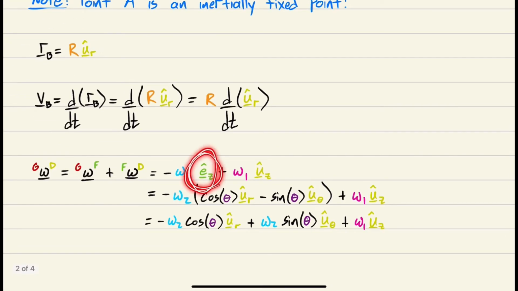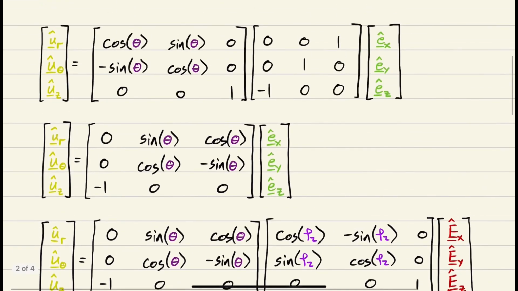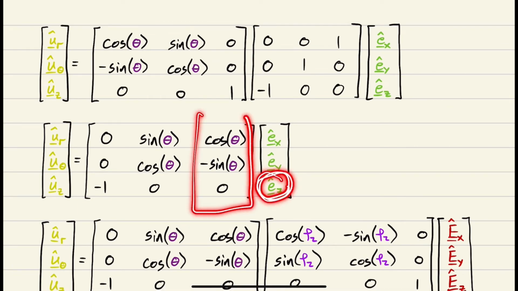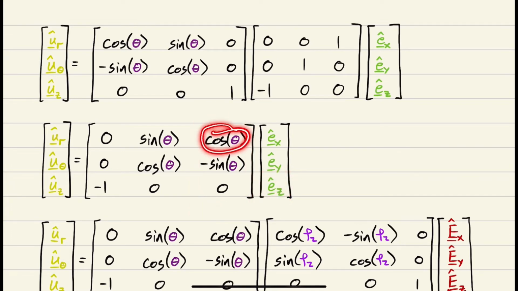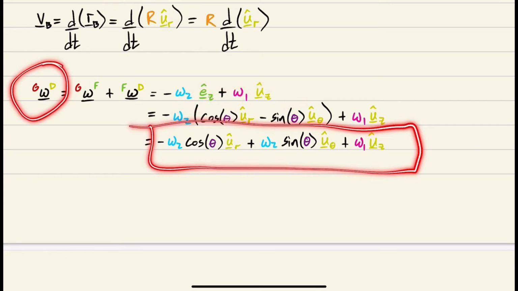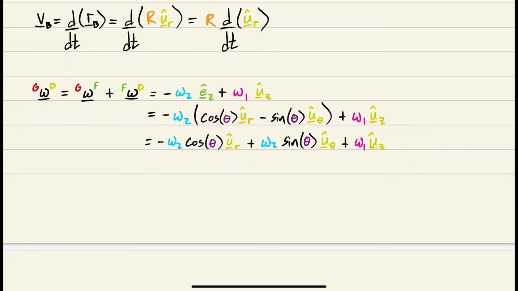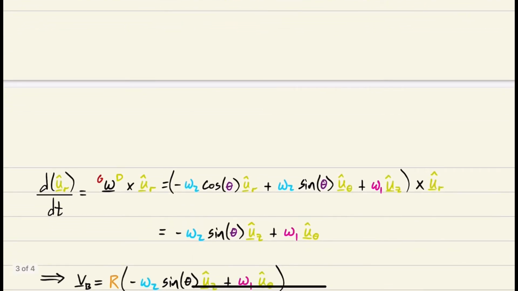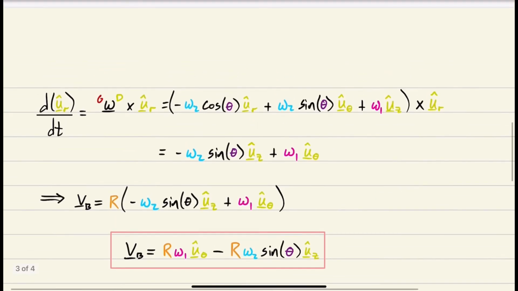So EZ, what is EZ equal to in our yellow basis? Well, we already did that. EZ is equal to this column now, right? So it'll be cosine theta UR minus sine theta U theta, which I have written right here. So all I did was plug in for EZ. And then I distributed the negative omega 2, and this is our absolute angular velocity of frame D in frame G. Right. With that out of the way, now we can do a bunch of cross products.